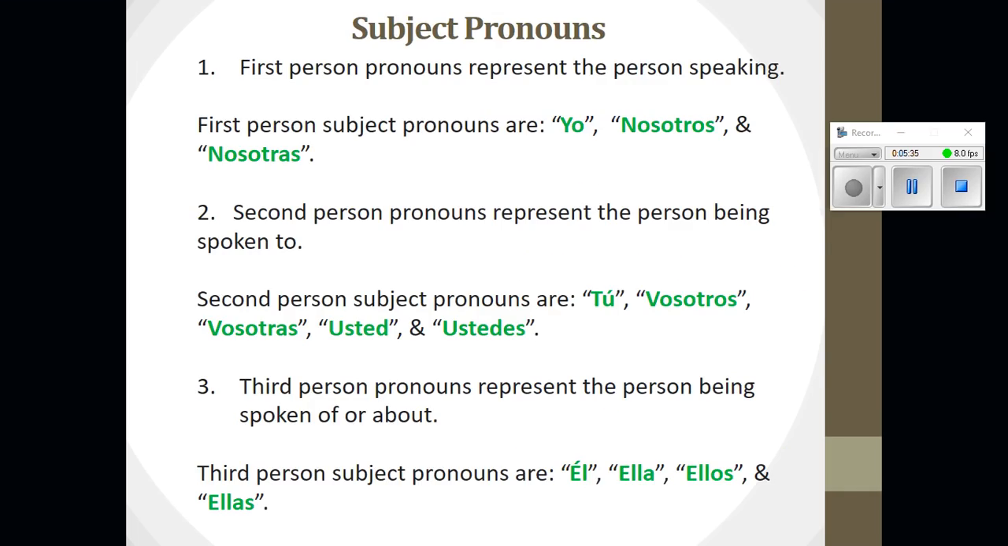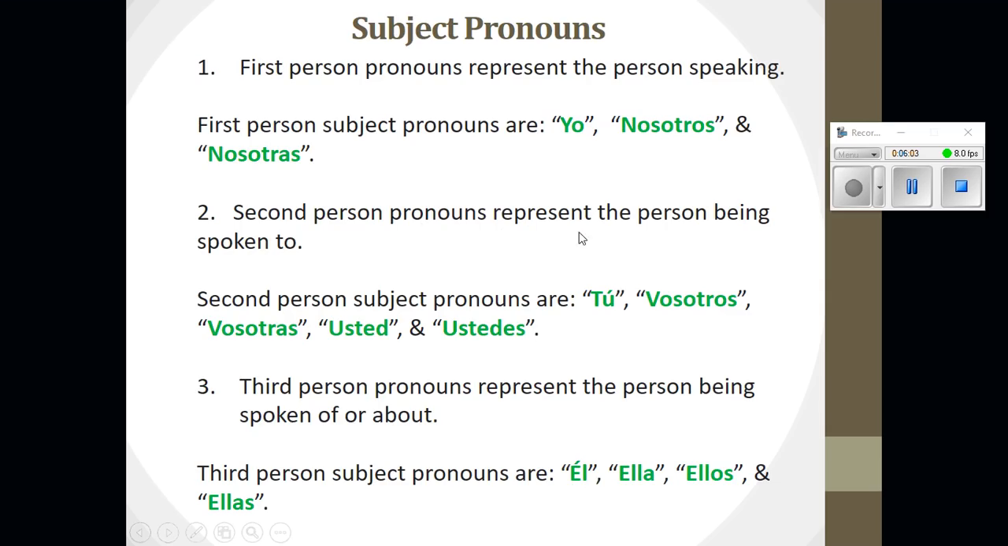Okay, so let's talk about first, second, and third person. So the first person pronoun represents the person speaking. A first person subject pronoun in Spanish would be yo, nosotros, and nosotras. Go ahead and pause the video as we go through so that you can mark these down. Notice part C on your note guide asks you to write the 3 first person pronouns.